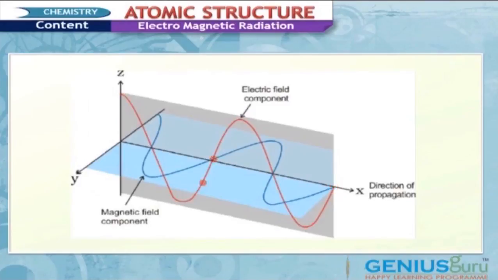Now look at these fields. This red indicates the electric field component, and here we have represented three axes. The first axis represents the direction of propagation of the wave, the red line indicates the electric field component of the electron, and the blue line indicates the magnetic field component of the electron. Observe these two: they are perpendicular to each other and perpendicular to the direction of propagation of the wave. So this is about electromagnetic radiation.